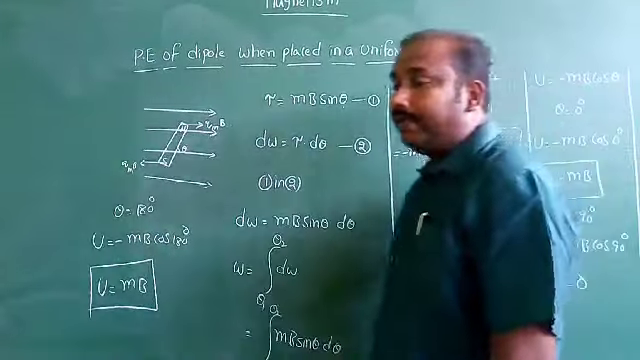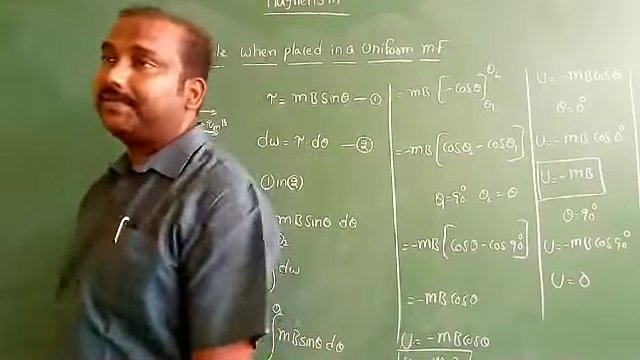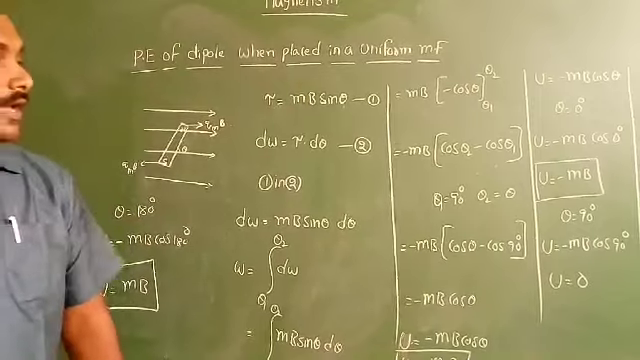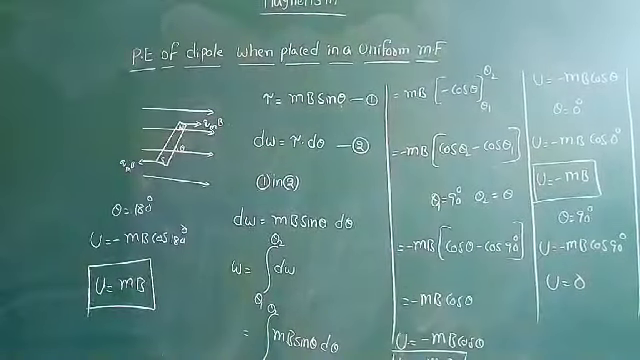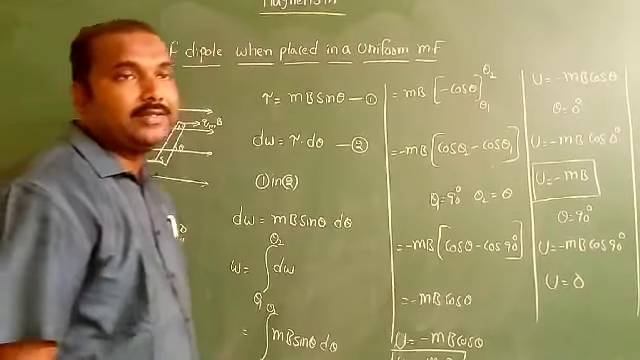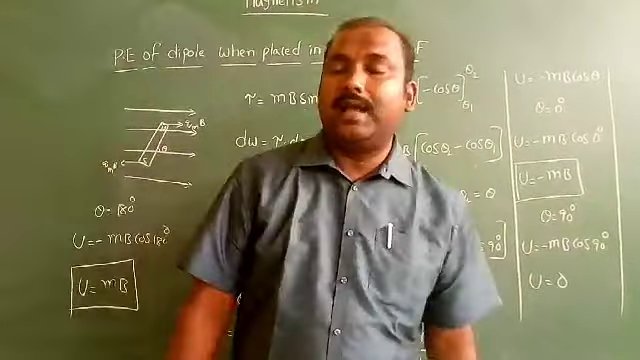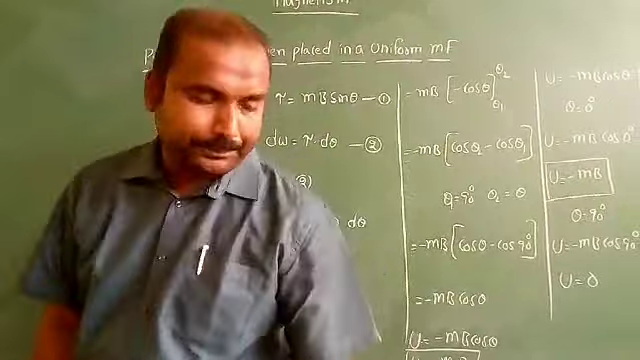Here you will get three cases: when it is minimum and when it is maximum. If theta is equal to 0, then the potential energy is minimum. This is the highly stable position. If theta is equal to 180, then you get U is equal to mB. This is the maximum, that is, the highly unstable position.